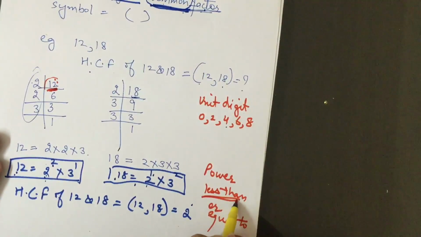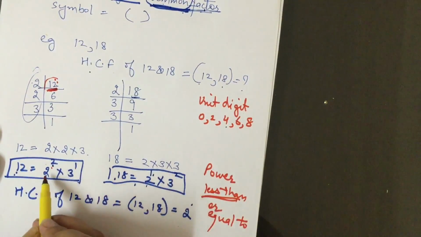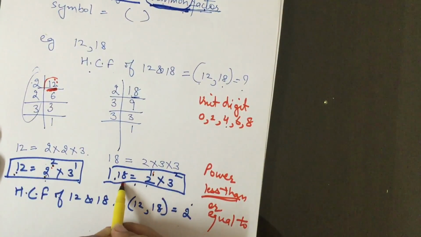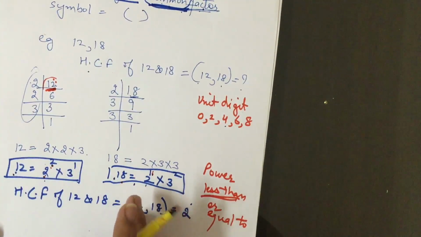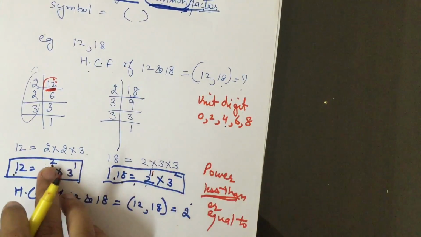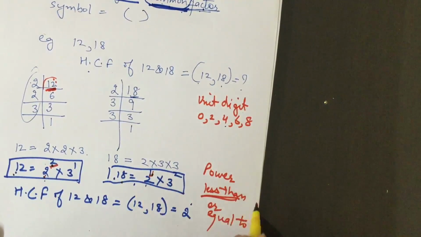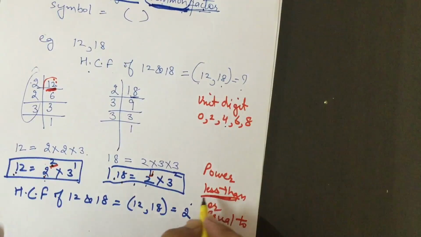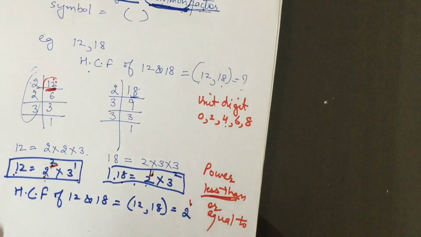Less than means that if the power is different in both the factors, like here 2 to the power 2 and here 2 to the power 1. For 12 and 18, 2 is a factor of both 12 and 18, but in 12 it is 2 raised to power 2 and in 18 it is 2 raised to power 1. So in both cases there are different powers. It means the concept we apply is less than: the smallest of the powers, that is 1 and 2, which is smallest 1, so we will write 1.